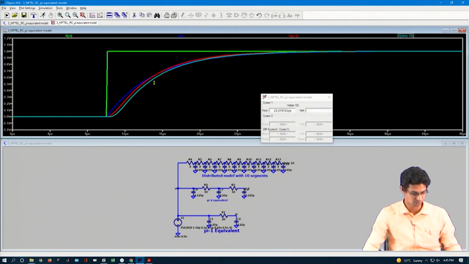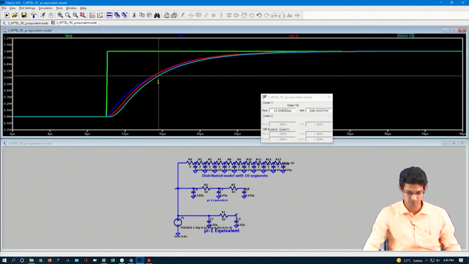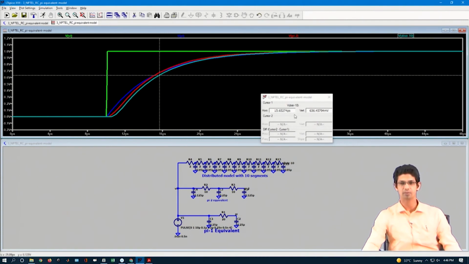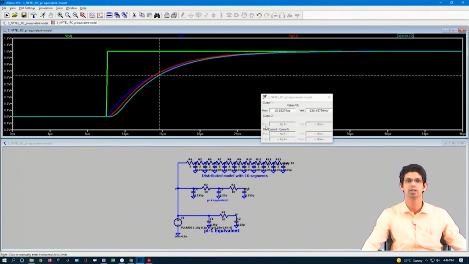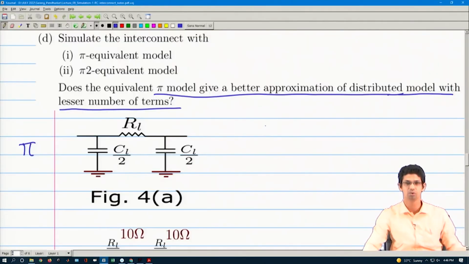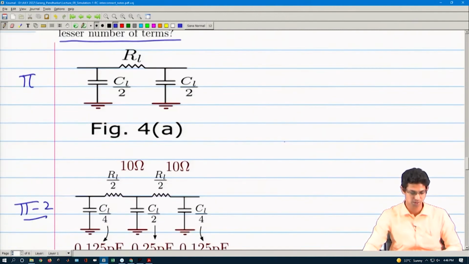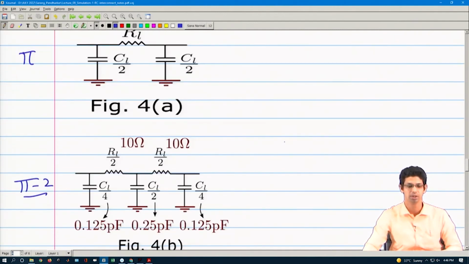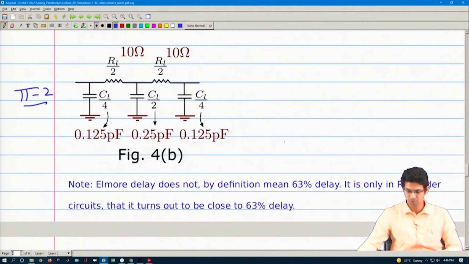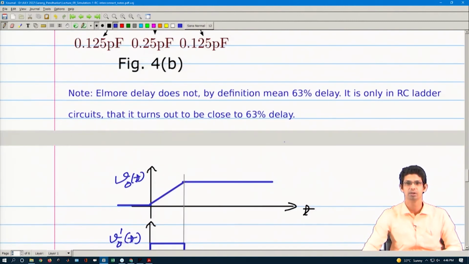so this will come out to be 0.58 or something like that, 5.58 picoseconds, right. So, we can see that with a smaller number of elements we can represent your interconnect and closely get the distributed response for your interconnect, right. However, at this point I want to emphasize something very important.